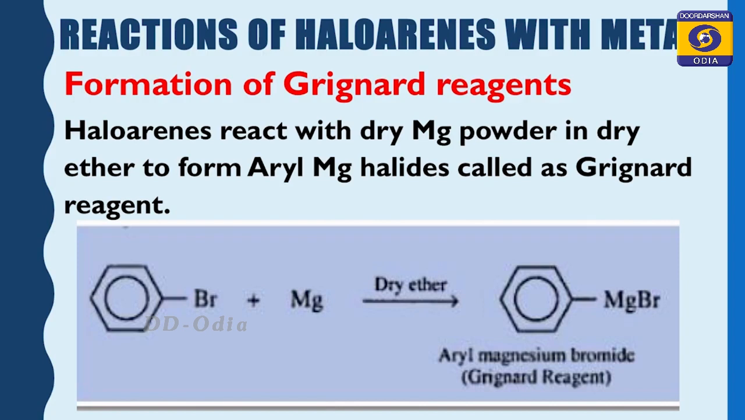Grignard is the name of the scientist who also won the Nobel Prize for the discovery of this reagent in the early 20th century. And this Grignard reagent is also called the alkyl magnesium halide or aryl magnesium halide. In this case, what happens? The magnesium atom is joined to an alkyl halide group or an aryl halide group. And as today we are discussing the reactions of haloarenes, I am telling you about the aryl magnesium halide. So, how is it formed?